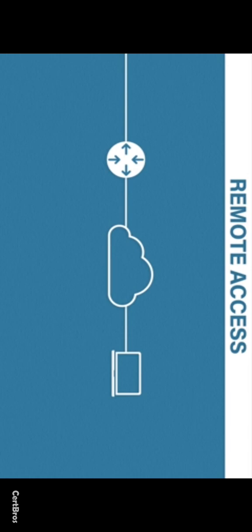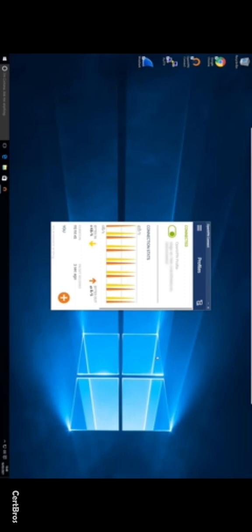Now, unlike site-to-site VPNs, which are always running, remote access VPNs require an application on the host to connect back to the corporate network. The corporate network will be listening for these connection requests. An example of a VPN client application is Cisco AnyConnect or OpenVPN. Here is OpenVPN running on my computer.